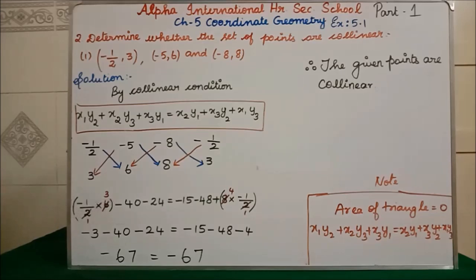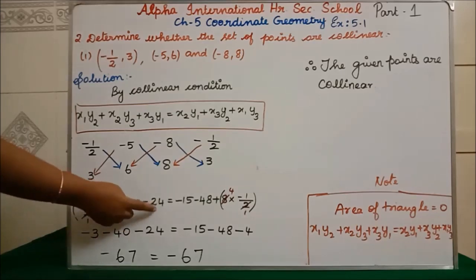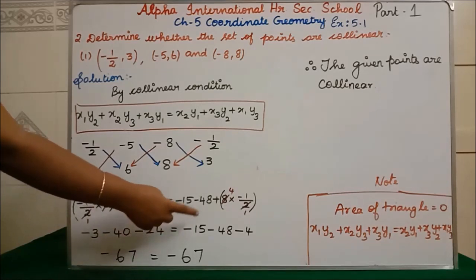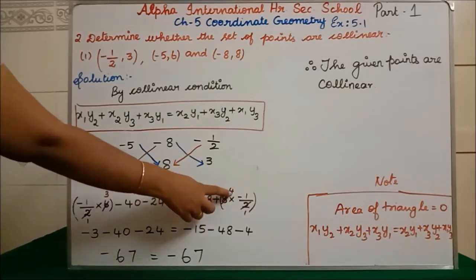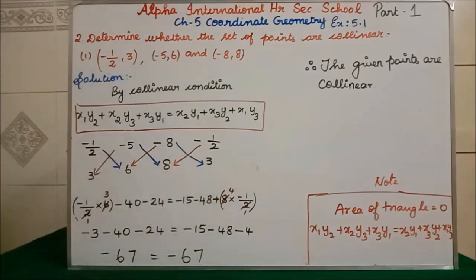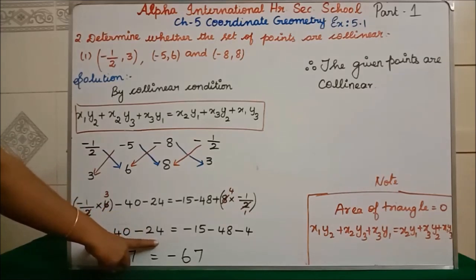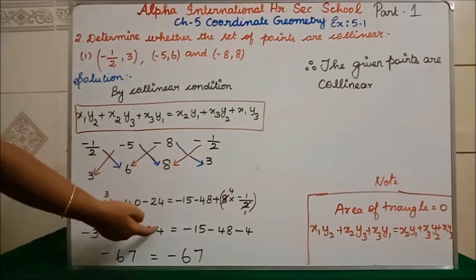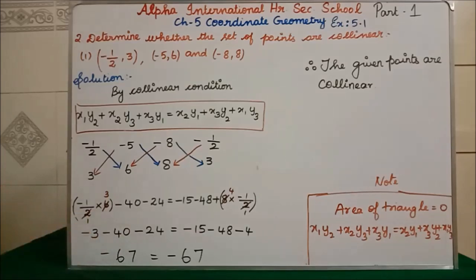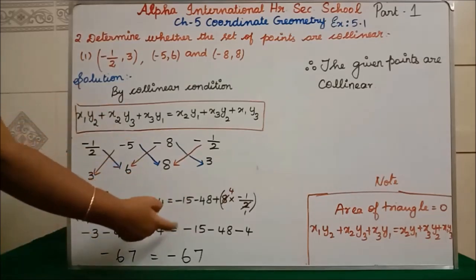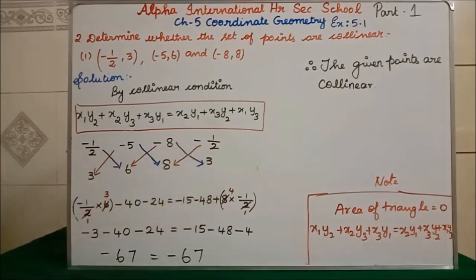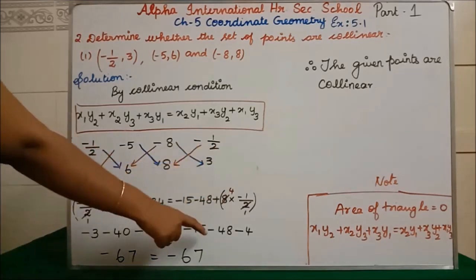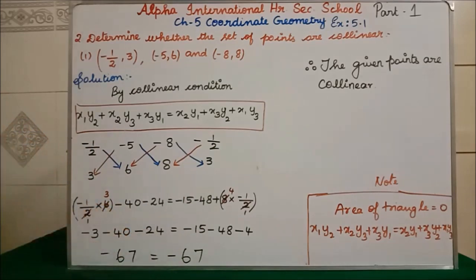So remaining is what? Minus 1 into 3 is minus 3, minus 4, minus 24 equal to minus 15, minus 48. Here what? 4 into minus 1 is what? Minus 4. Clear all of you? Now before equal to, if you add everything, because everything is minus, minus 3 minus 4 is what? Minus 7. Minus 7 minus 24 is what? Minus 31. Similarly that side you see minus 15 minus 48 minus 4. If we add all together you will get 67. The greater number we are getting is minus, so minus 67.